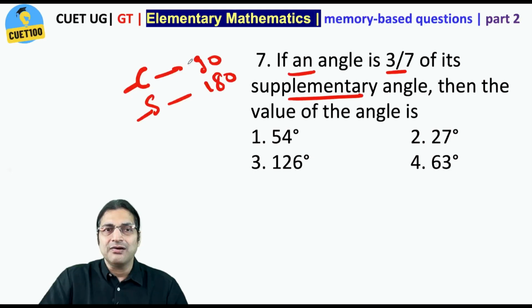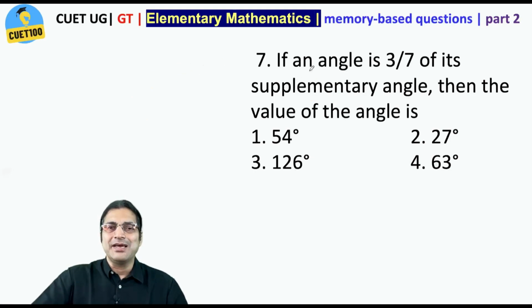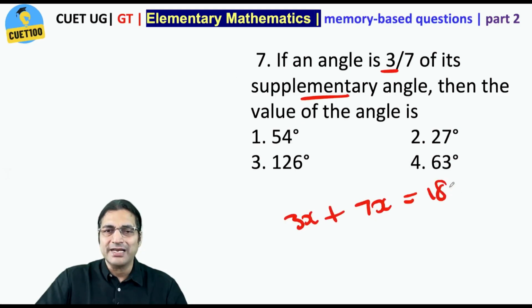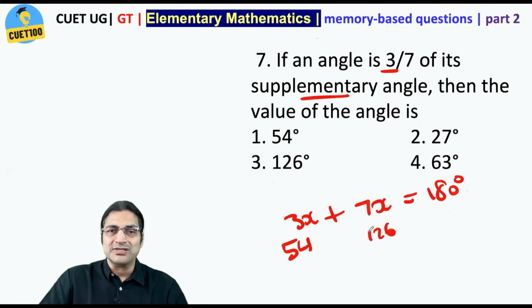So, here an angle is 3 by 7 of its supplementary angle. Let us say the second angle is 7x. 3 by 7 of this would be 3x. So, 3x plus 7x is 180 degree. That is 10x is 180 degree. So, x is 18 degree. So, this is 54 and this is 126. So, this is not even needed. So, 54 is your answer.